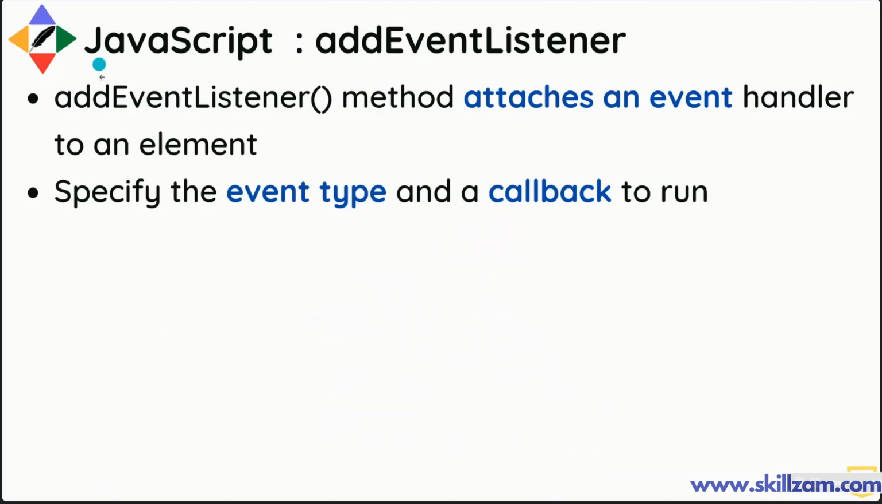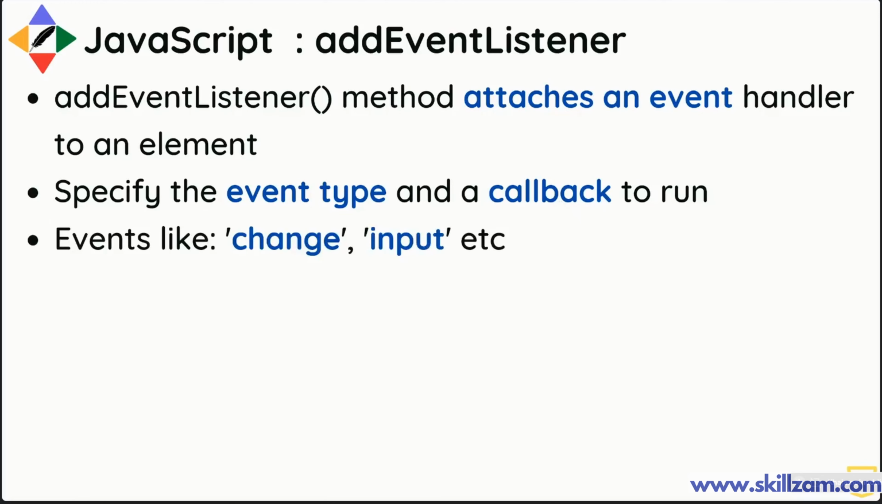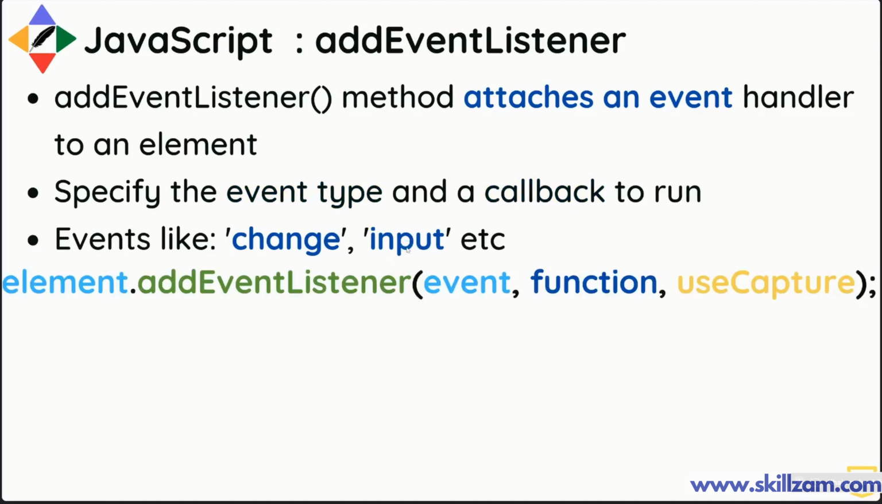The addEventListener method will specify what kind of event it is, whether it is a click event. If it is a click event, then whenever that event is triggered, you are going to call a function which will again do a certain manipulation to the DOM. Like I said, it is an event like change or input and all that. What you saw are different events.